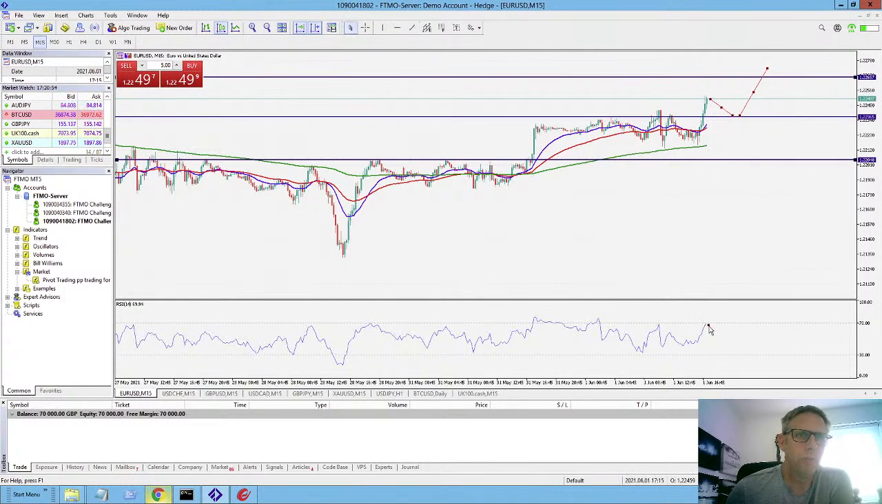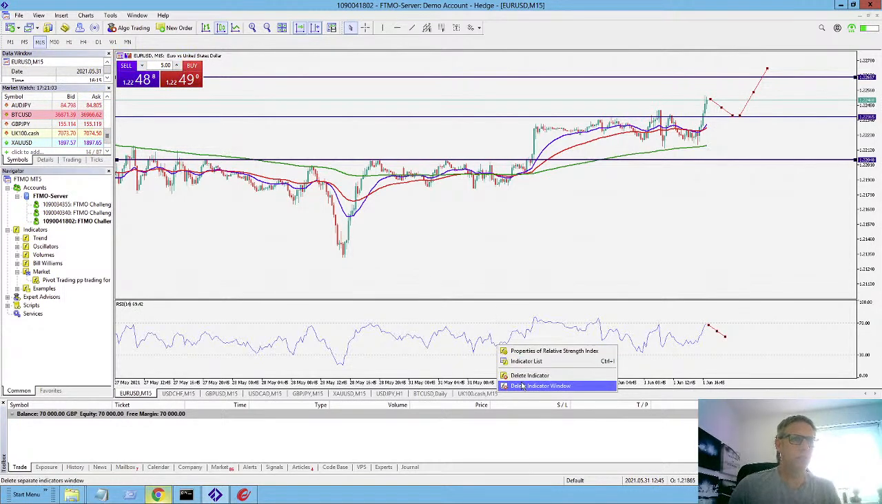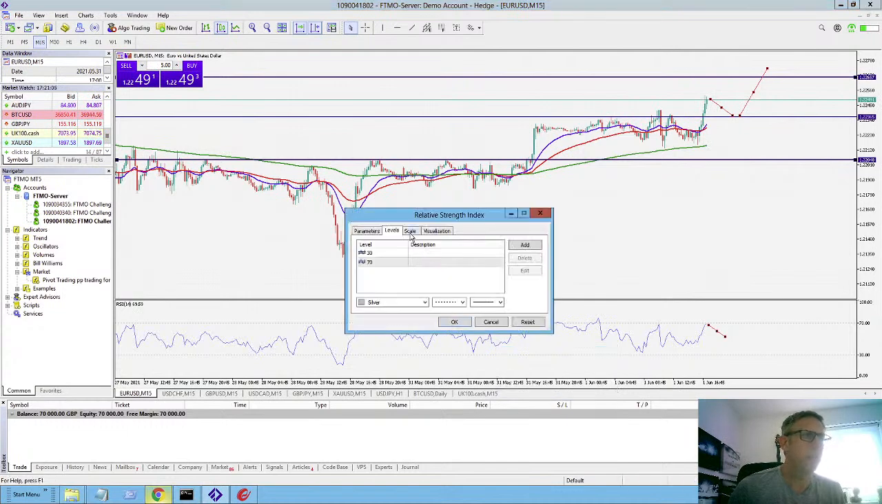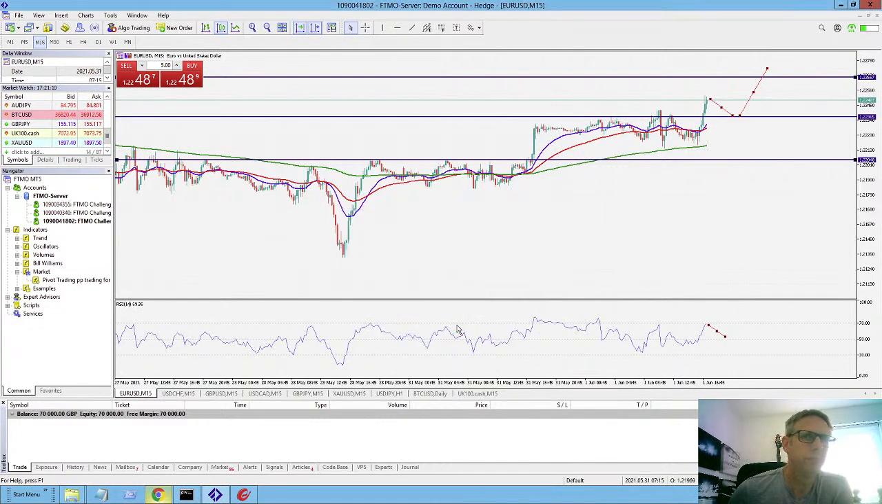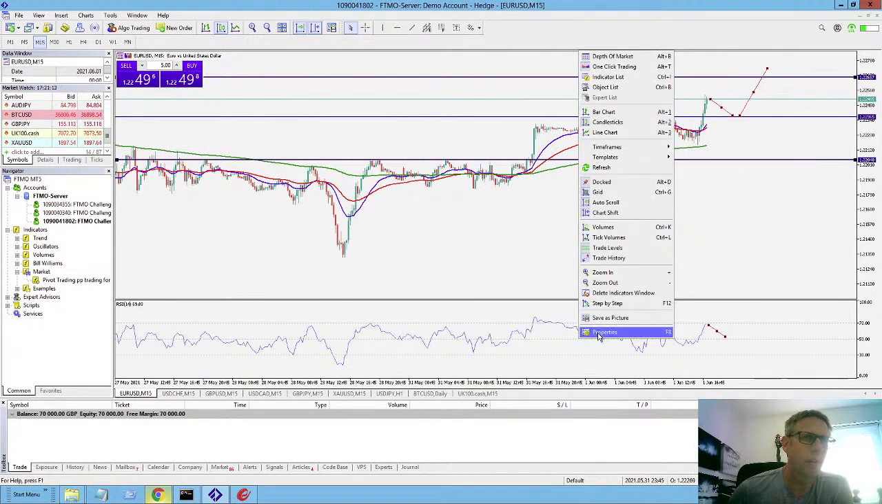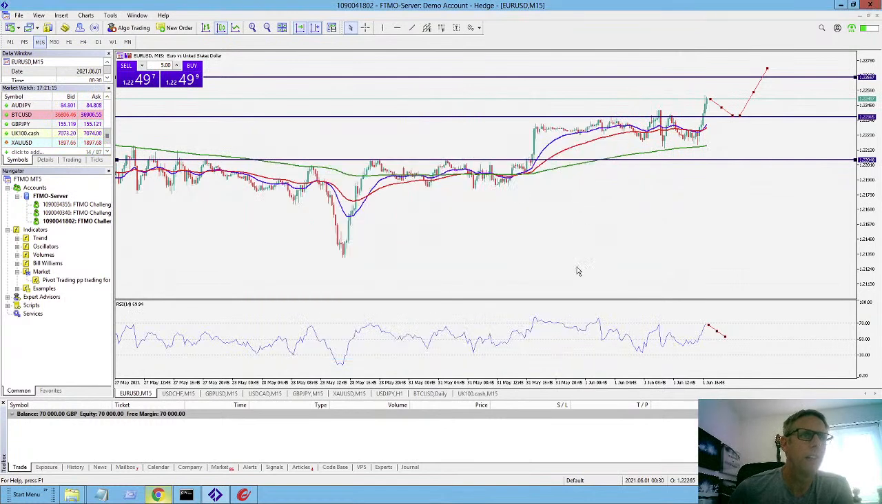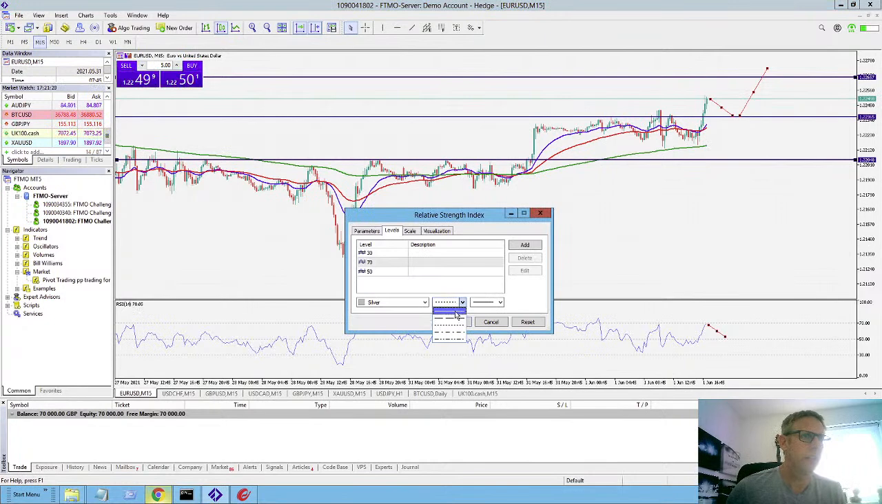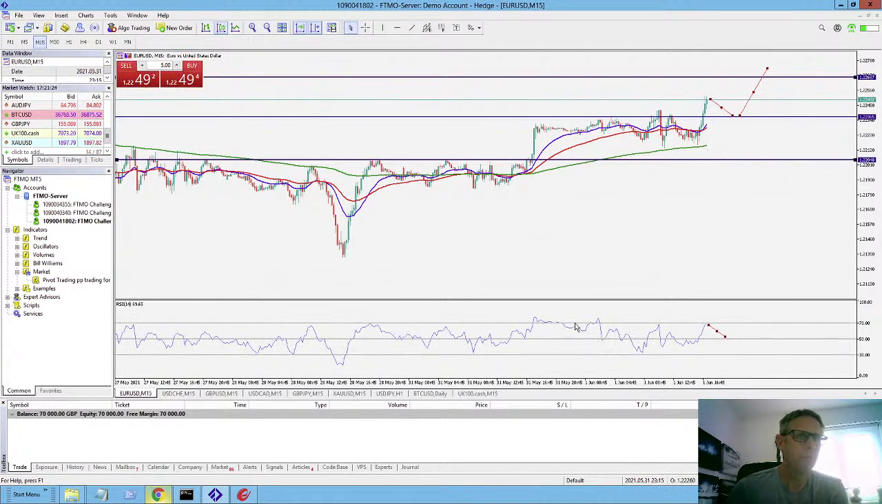into this level here, into sort of the 50 point, we can see that anything above the 50 is a good level for buying. If I just add on the 50 level, too many things, make that a solid line, a bit thicker, and make it black.